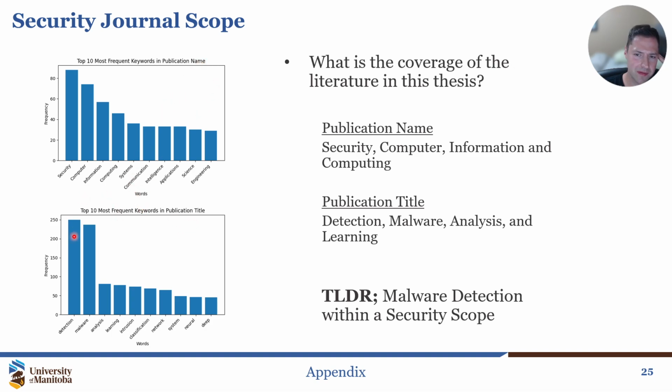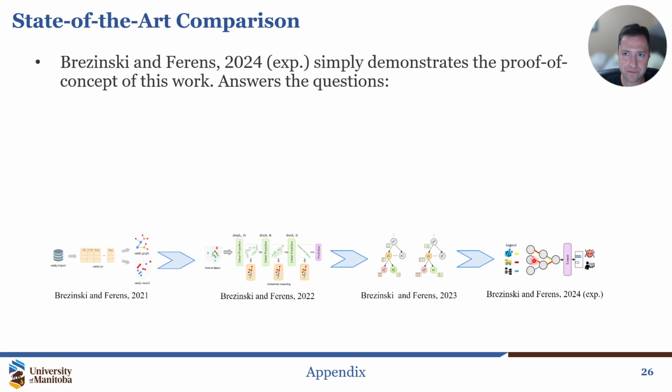Publication title is actually the name of the paper. Publication name is the journal or conference proceeding. So keywords by publication title: detection, malware, analysis, learning, intrusion, all those hot button words. Like I said, publication name, top 5 publication title. So TLDR, malware detection within a security scope. That's something that I figured would come up.